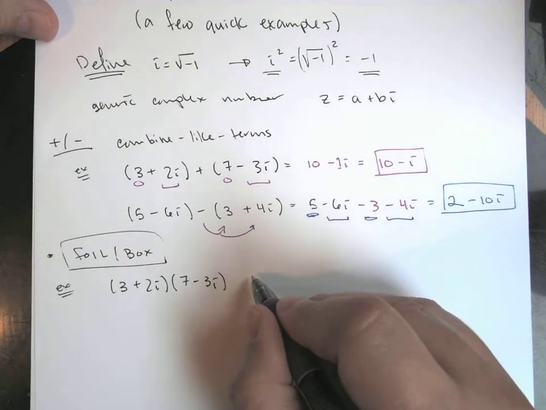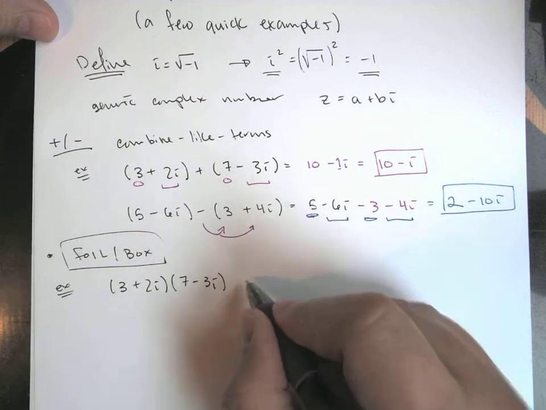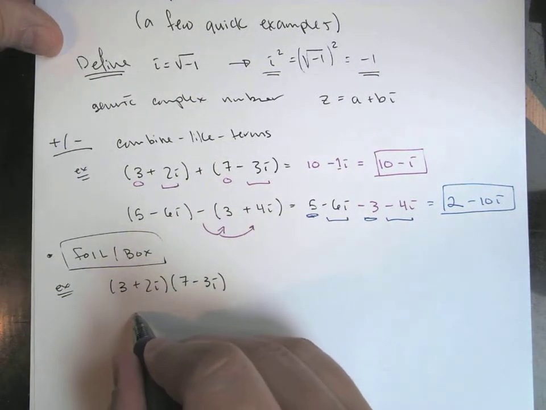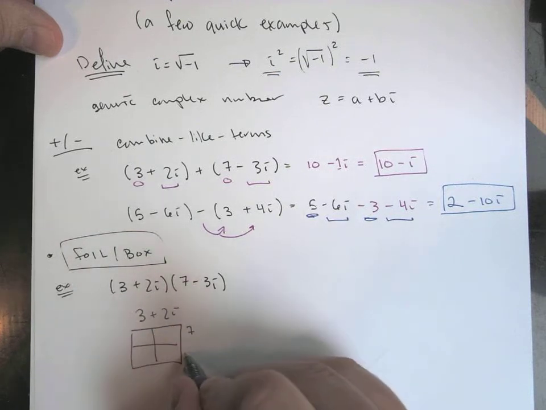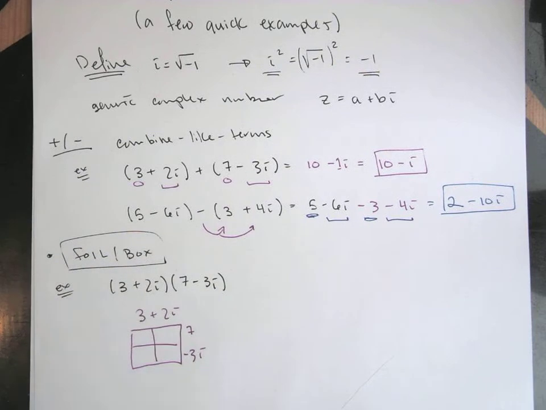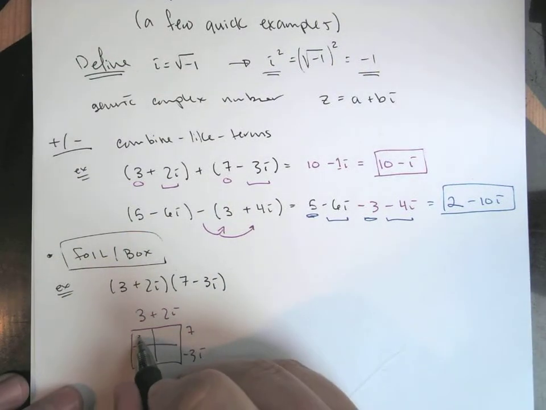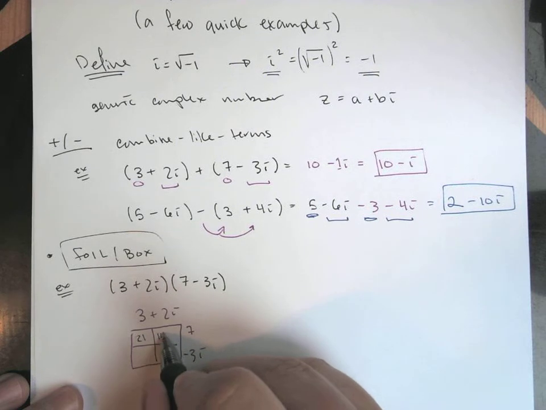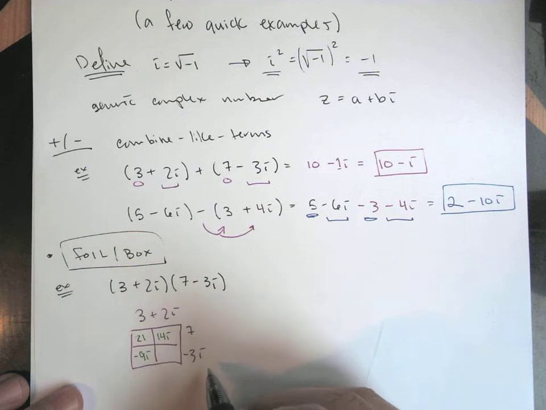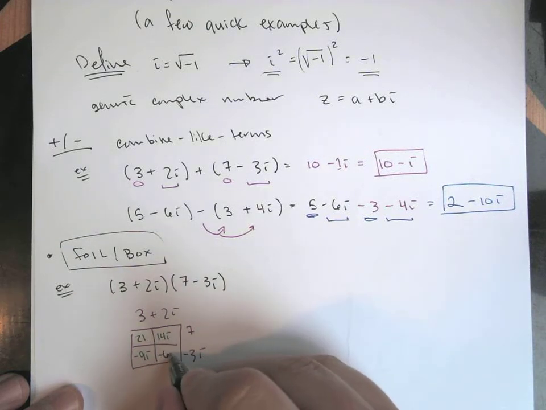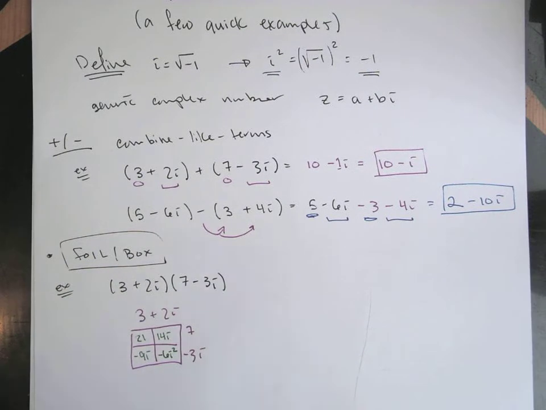So if I set this up, this is going to become 3 plus 2i times 7 minus 3i. If I actually do this multiplication, what do I get, term by term, right? 3 and 7 is 21. 7 and 2i would be 14i. 3 and 3i would be minus 9i. And then this is interesting, right? 2i and minus 3i is going to be negative 6i squared.